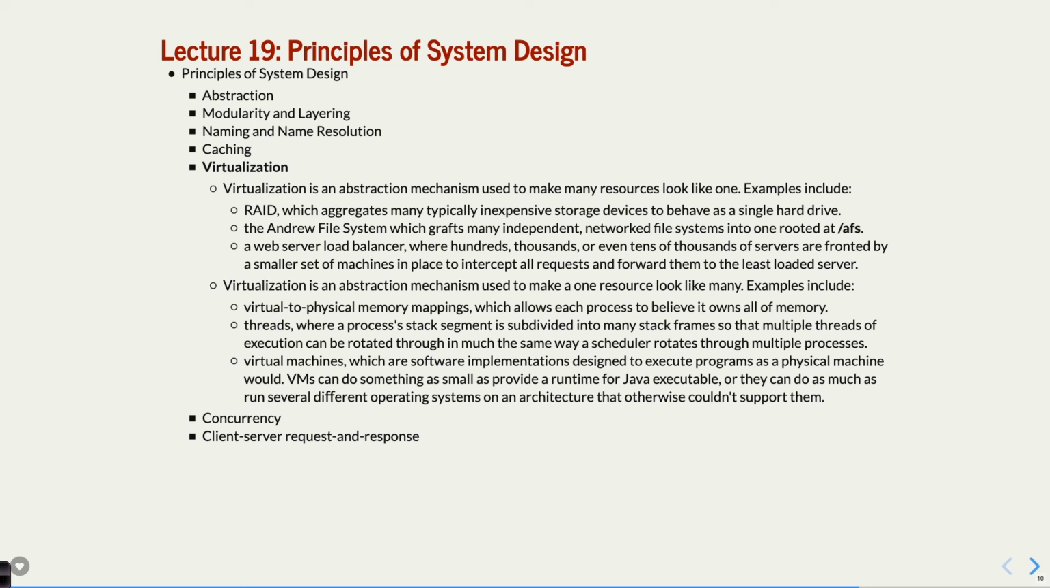Virtualization, there are two types. One is an abstraction that makes many resources look like one. Okay? Let me give you an example. There's a hard drive system called RAID, R-A-I-D, and it basically says, let's say that you have a computer and it has many hard drives. Why would you have that? A couple of reasons. You might have 4 hard drives associated with one particular server.